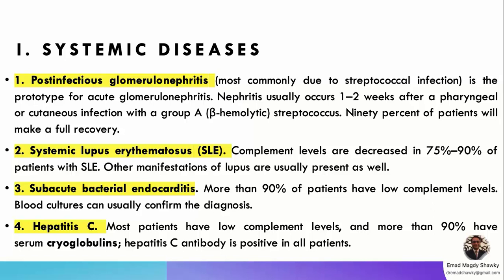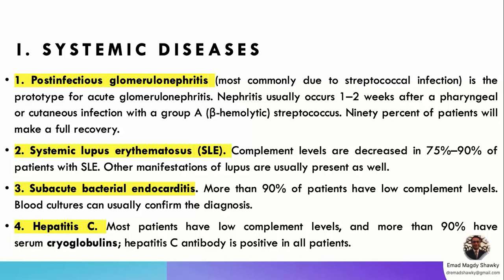Post-infectious glomerulonephritis may follow streptococcal infection. Nephritis usually occurs 1 to 2 weeks after the pharyngeal or cutaneous affection. The systemic lupus, we all take the systemic lupus. Complement levels are decreased because this immune complex will recruit white blood cells and will activate the complement system. So the complement will be consumed inside this inflamed area. So if I measure the complement in the plasma, I will find it low.